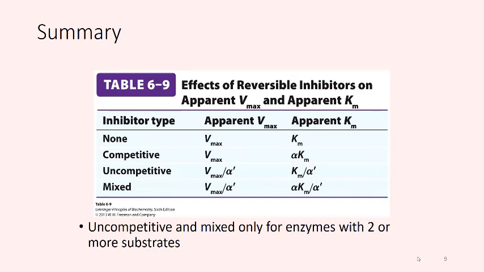Here's a summary to help you remember the effects of each type of inhibitor. Note that the Vmax and Km are referred to as the apparent Vmax and Km because the altered values aren't the real values. Those aren't inherent to the enzyme substrate pair. They just appear to change based on the amount of inhibitor added.